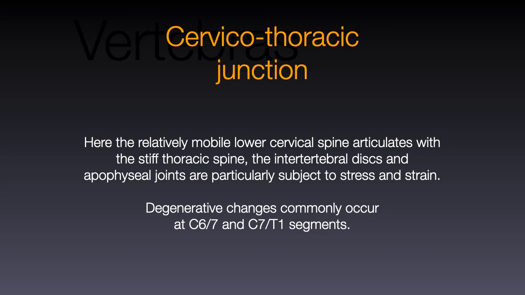This means that at the cervical thoracic junction, problems may arise due to this difference. One moves a lot, the other is quite rigid. So you will find normally degenerative changes at the level between C6 and C7 or C7 and T1. Okay, so be aware of this.